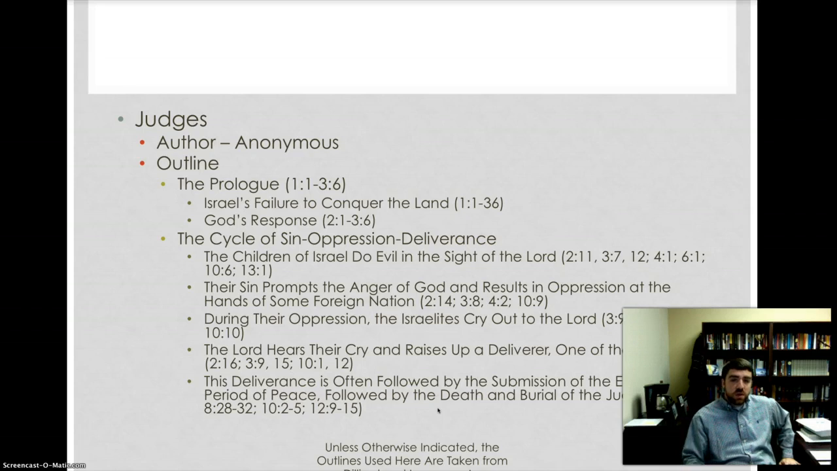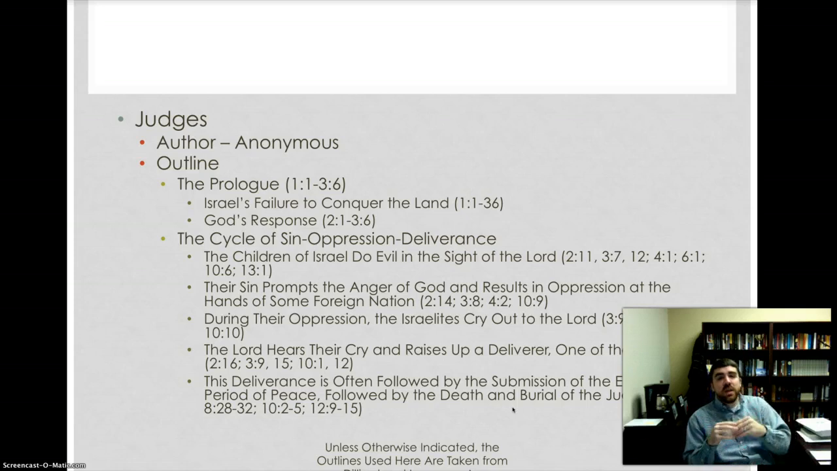of that judge. Okay, so what happens is Israel sins, they don't conquer, they fall into idolatry. God sends an oppressor, a foreign nation, to oppress Israel. Israel cries out, and God sends a judge and a deliverer who quells the enemy and then dies and is buried during this period of peace. And this happens over and over and over again. So as you read the book of Judges, you're going to see this cycle. That's basically the outline of Judges.